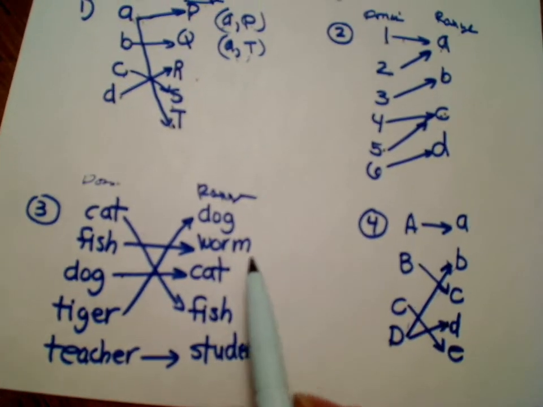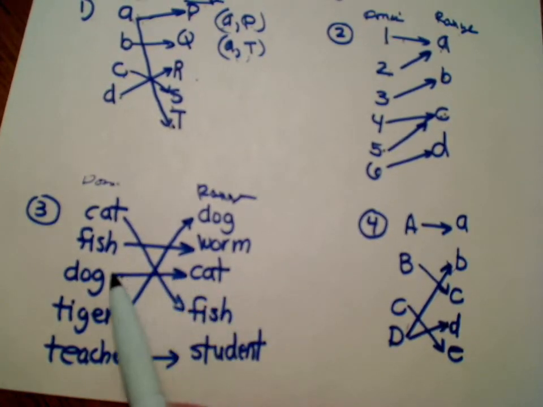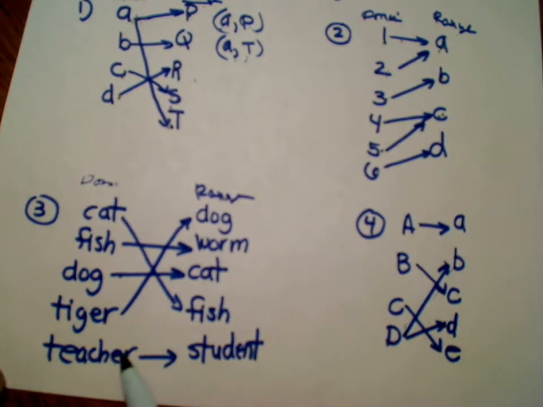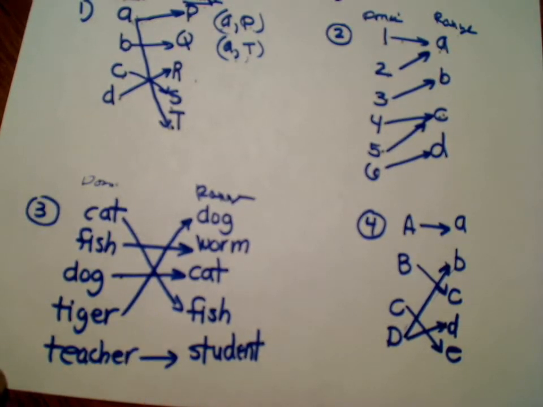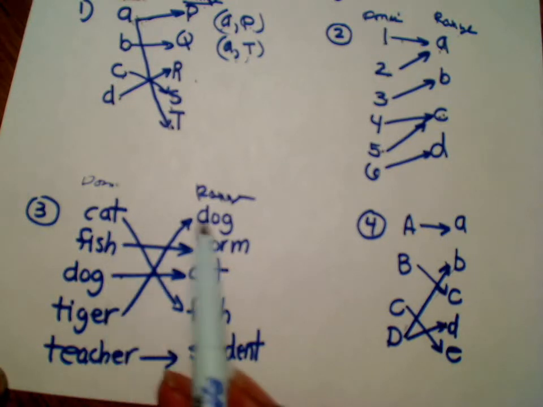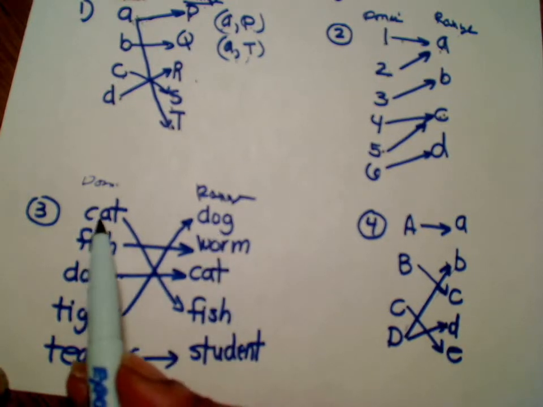Now let's look at the last 2 I created. Here we have cats and fish and dogs and so forth. Now take a look at each one. Would you consider this to be a function? Looks like it would be a function, because notice, here's my domains, and each one of them will only go to what? One range. So this is a function.